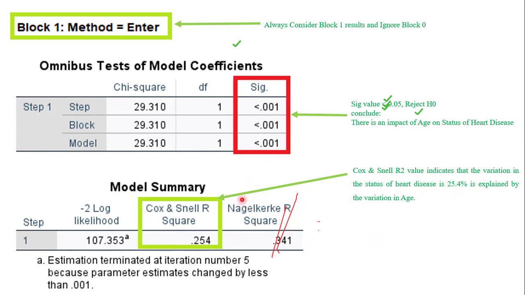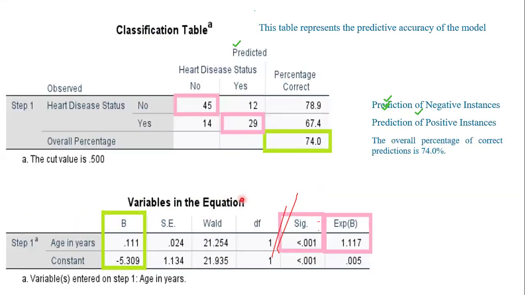But there are two more tables that we need to understand. There is a classification table which is generated as a part of the binary logistic regression, and there is also a variables in the equation table. So how can we interpret both of these tables?